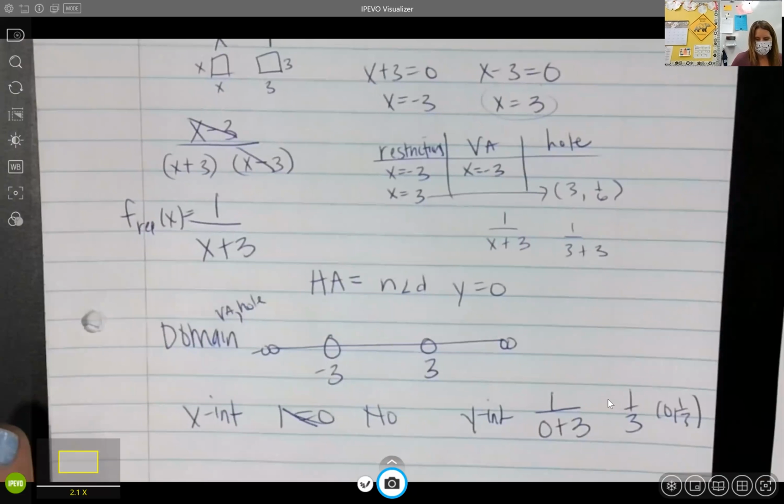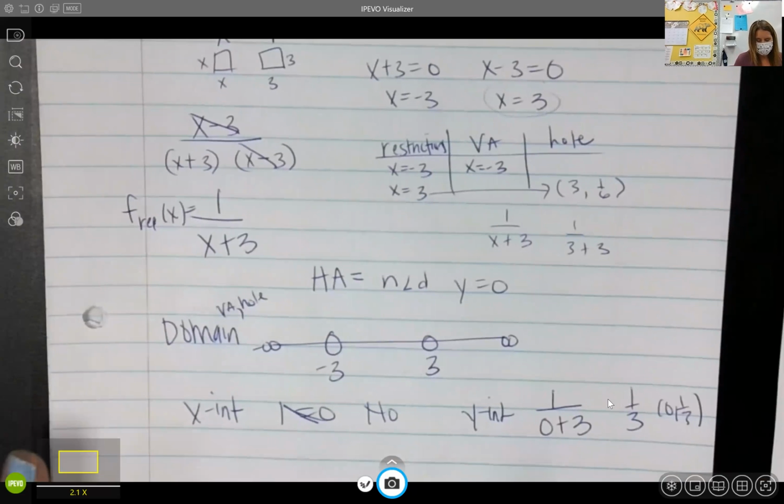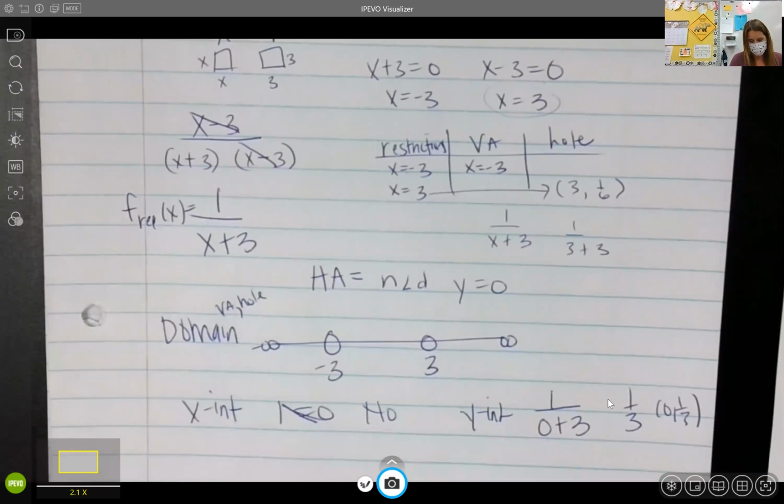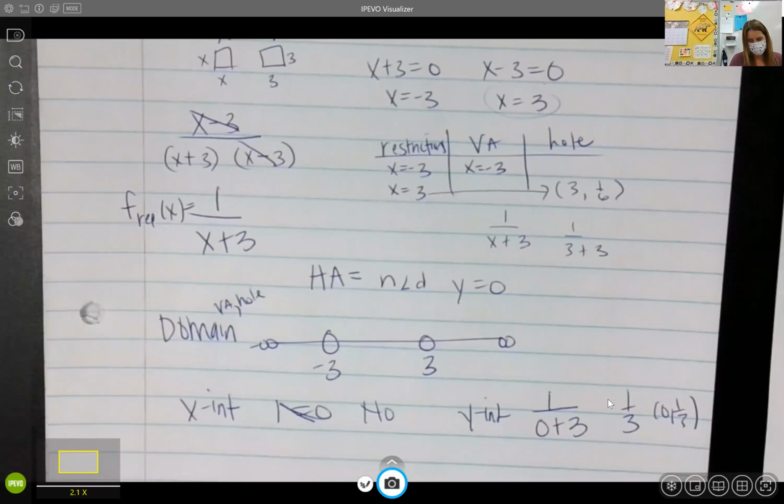Okay. All right, so now that we've done that, is it continuous? It is not continuous. There is a vertical asymptote, so what do we write? Discontinuous what? Infinite. Good. So forever.